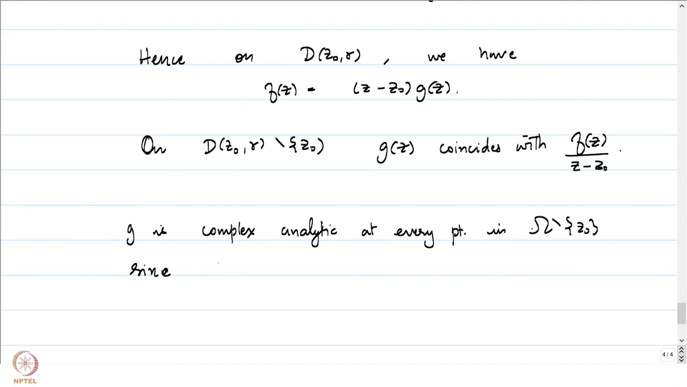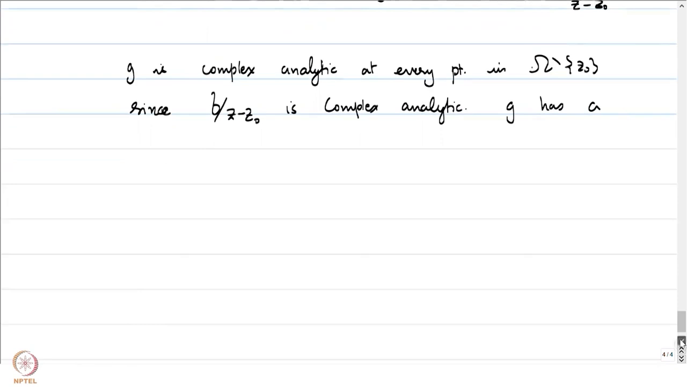since f by z minus z0 is complex analytic, and g has a power series expansion around z0 by definition. We are done.